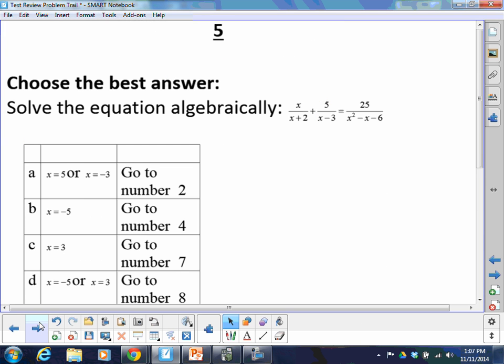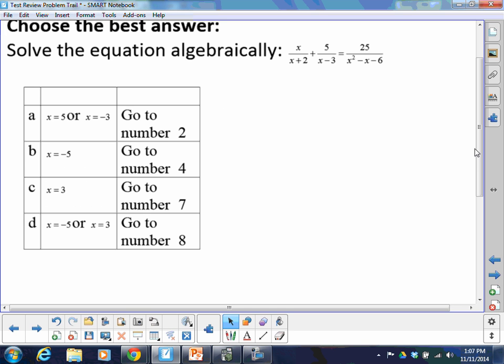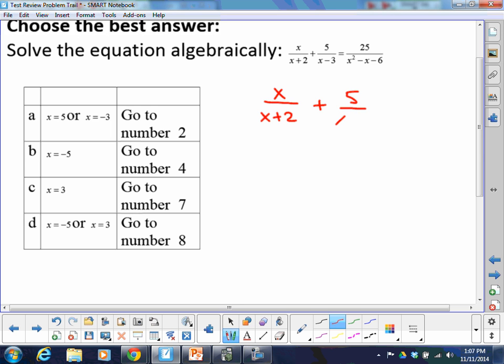Okay, number 5, solving the equation algebraically. This is one of those rational equations, so we need to try and clear those denominators. That's the way we were tackling it. So let me write this a little bit larger here. If you notice, the denominator under the 25 there is factorable. That's one of those trinomials, and it looks like it would be x minus 3 times x plus 2. Right, because those are the factors of negative 6 that add up to negative 1.